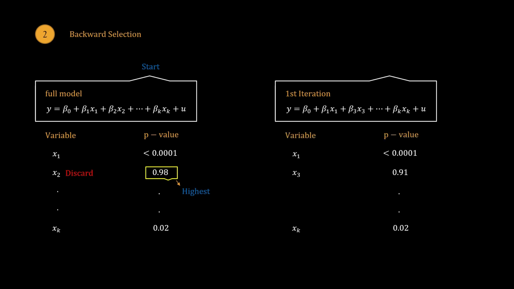We look at the p-values, whichever is the most insignificant one, we discard that. And we keep doing this until we reach a stopping criterion, which could be the fact that all the remaining variables are now significant, so there is nothing to discard.